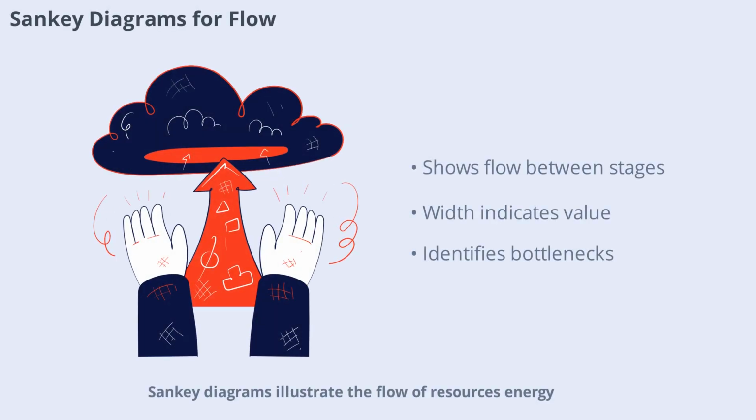Sankey diagrams illustrate the flow of resources, energy, or information between stages or categories. The width of each flow line is proportional to its value, making it easy to see where resources are concentrated or lost. Sankey diagrams are commonly used in engineering, finance, and logistics to track movement and identify inefficiencies.